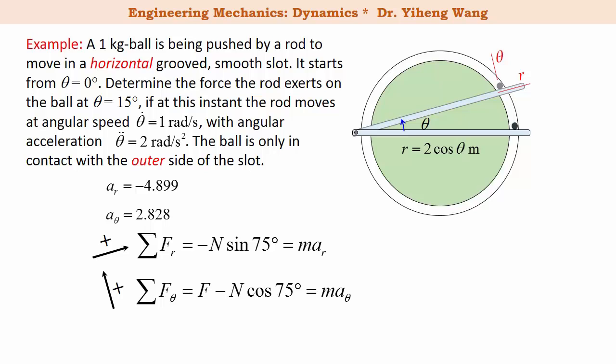Now, in the two equations of motion, we know mass, which is 1 kilogram. We know the acceleration along the radial and transverse direction. Therefore, the only two unknowns are N and F, and they can be solved from these two equations to be 5.07 Newtons and 4.14 Newtons. And this is our answer to this question.